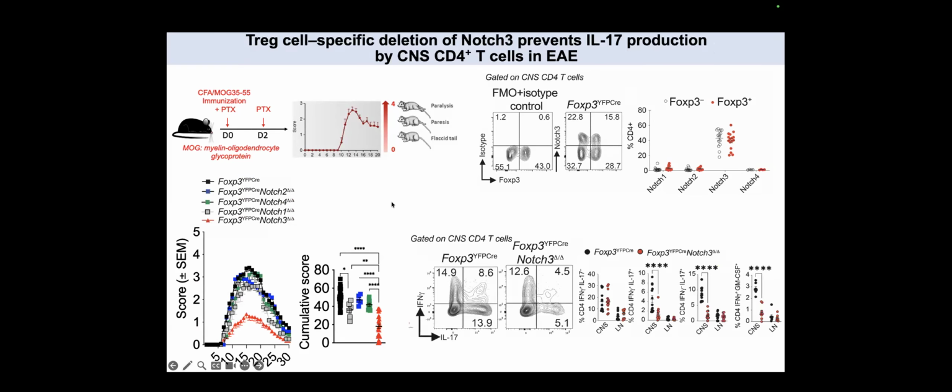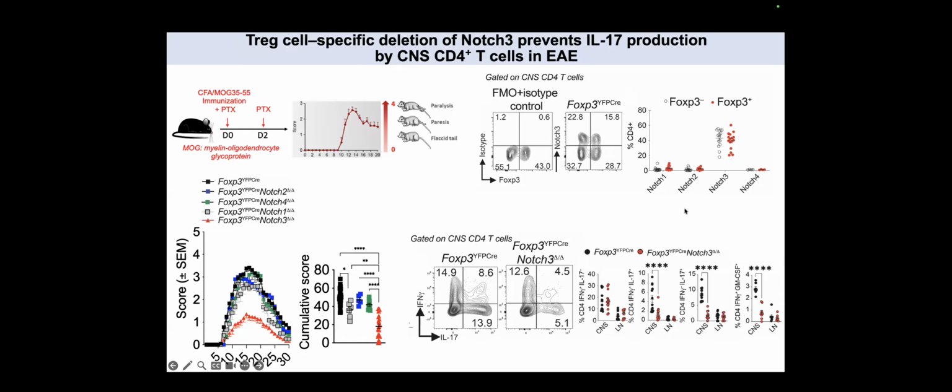To go further, we analyzed the production of pro-inflammatory cytokines by infiltrating CD4 cells. What we find is that the protection induced by Notch3 deletion in Treg is associated with a decrease of pro-inflammatory cytokine production by infiltrating CD4 cells, mainly the cells producing IL-17 and GM-CSF.